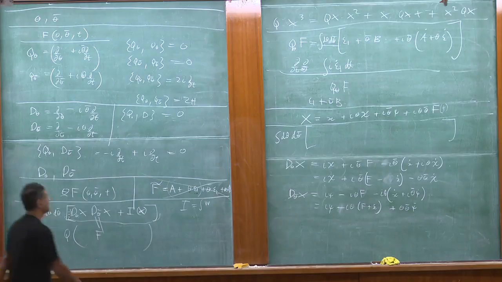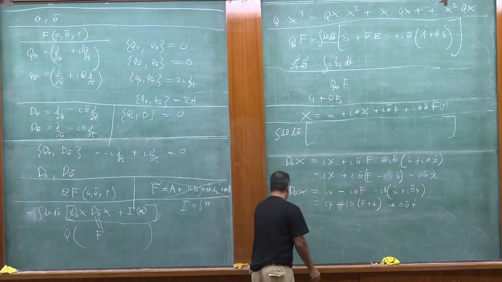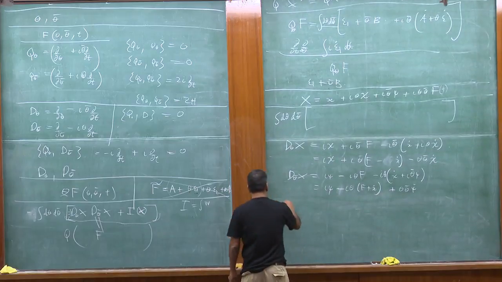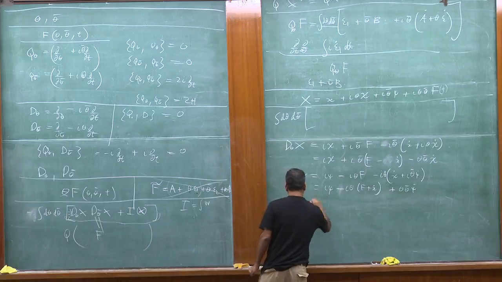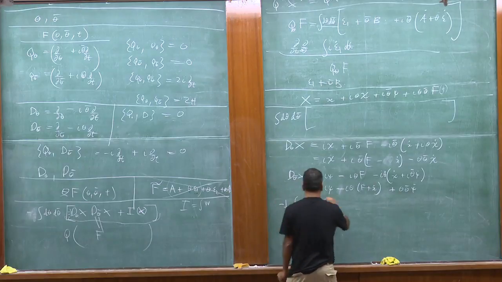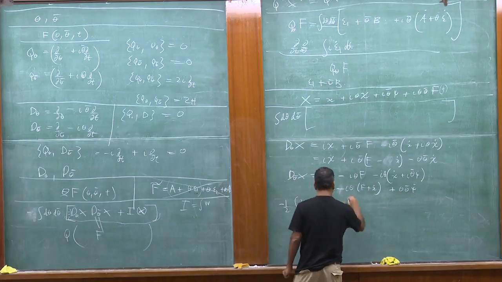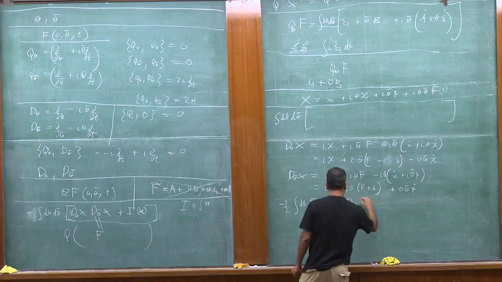Okay. So now what we want to do is to evaluate minus half d theta d theta bar, d theta x, d theta bar x.